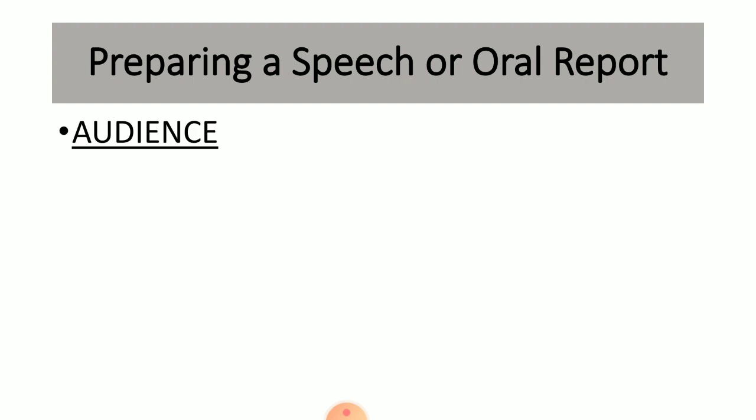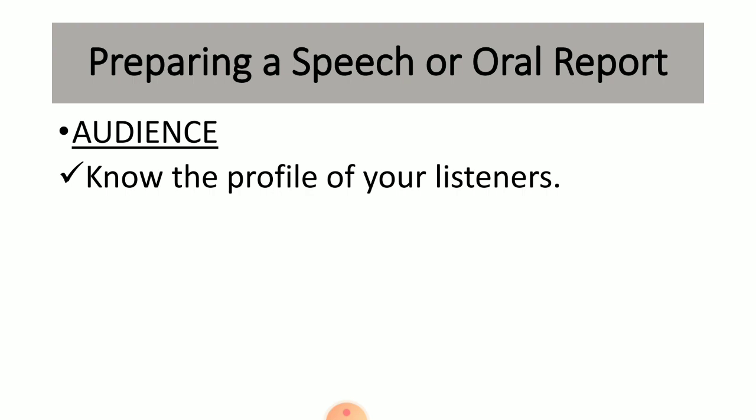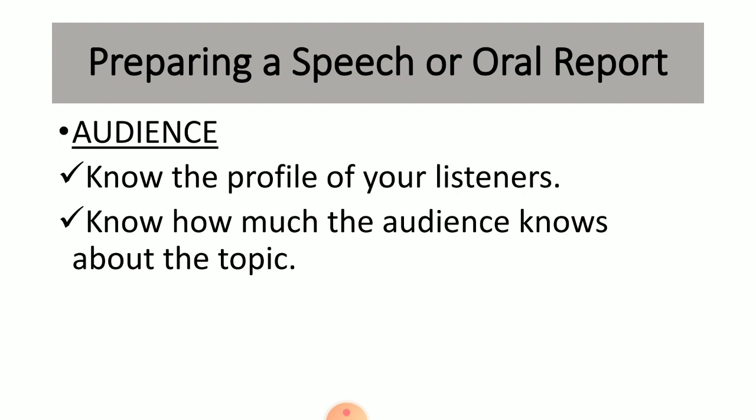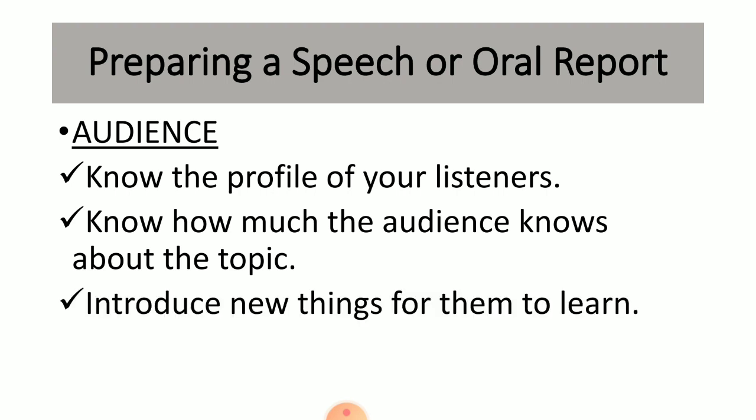One is the audience. Under audience, you should know the profile of your listeners. So it is important that you know who will listen to you: their age, gender, educational background, religion, economic status, and interest. Also, know how much the audience knows about the topic. That way, you can avoid discussing points that would run contrary to their beliefs and practices and thus prevent miscommunication and misunderstanding. Further, you can introduce new things for them to learn. So, you should not simply repeat things that they may have already learned from previous speakers.